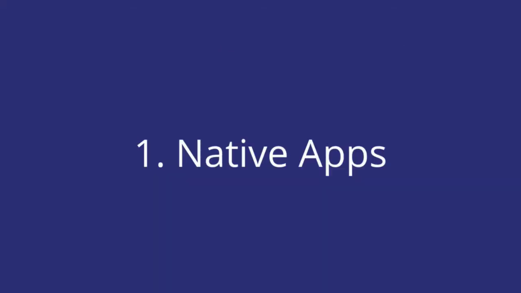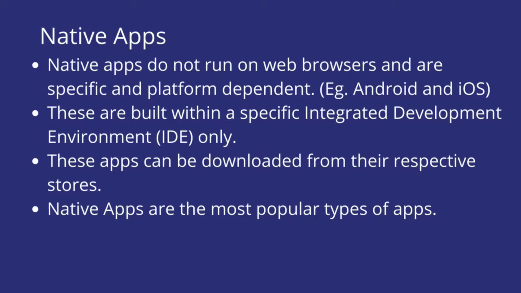First, native apps. Native apps do not run on web browsers. Native apps are specific and platform dependent. Example, Android and iOS. These are built within a specific integrated development environment, that is IDE only. These apps can be downloaded from their respective stores, that is the Google Play Store for Android or Apple App Store for iOS. Native apps are mostly built using the programming language that best suits and is accepted by that platform, such as Objective-C or Swift for iOS and Java or Kotlin for Android. Native apps are the most popular type as users mostly search for apps first in their smartphone store.